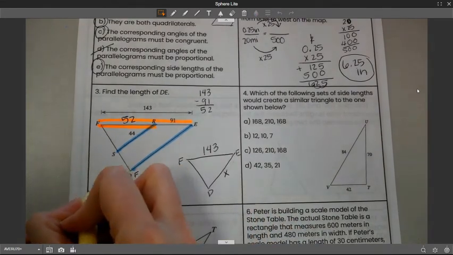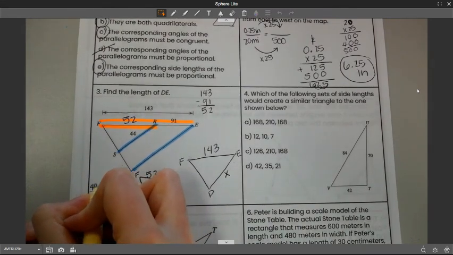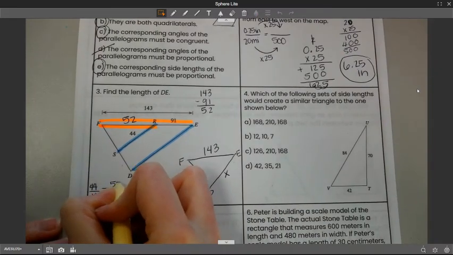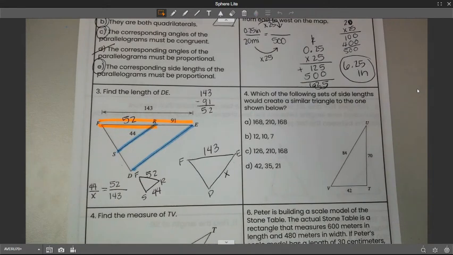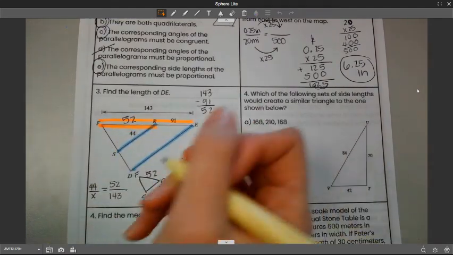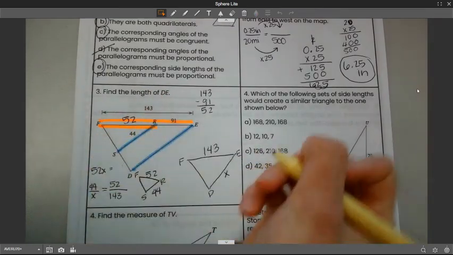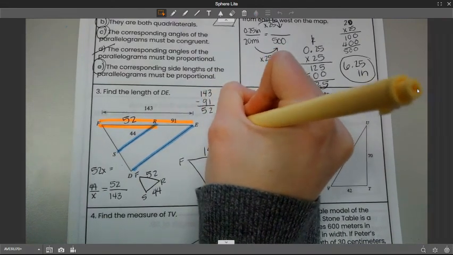So we're going to say we're comparing the bottoms. So 44 is the bottom of the small shape compared to X. And then our side length, we have 52 and 143. Okay, well, I can't go from 52 to 44 or 143, so I'm going to cross multiply. 52 times X gets me 52X. 52X is equal to, then I need to do 143 times 44.